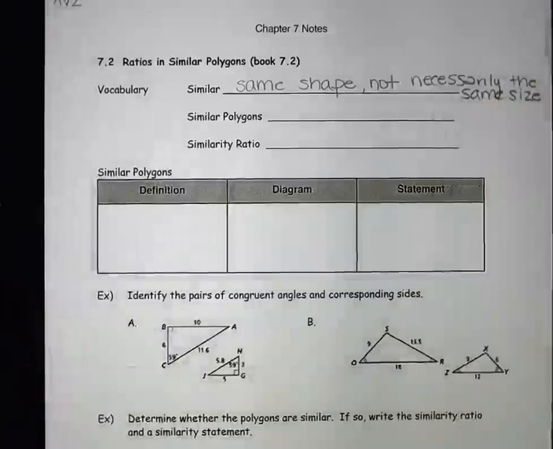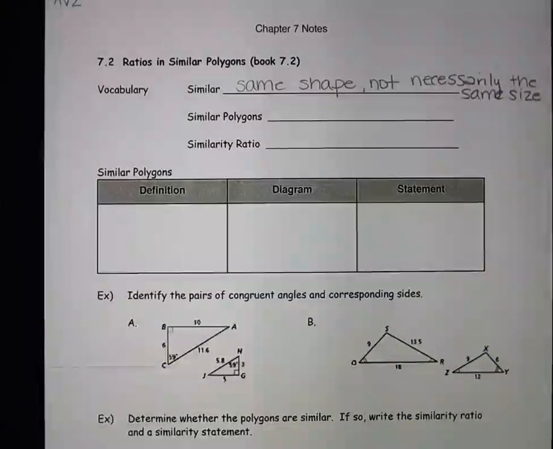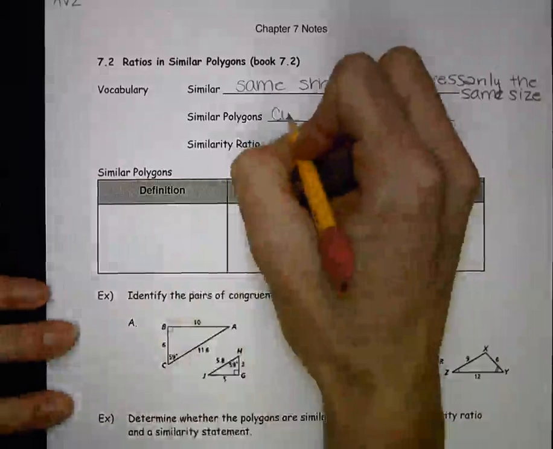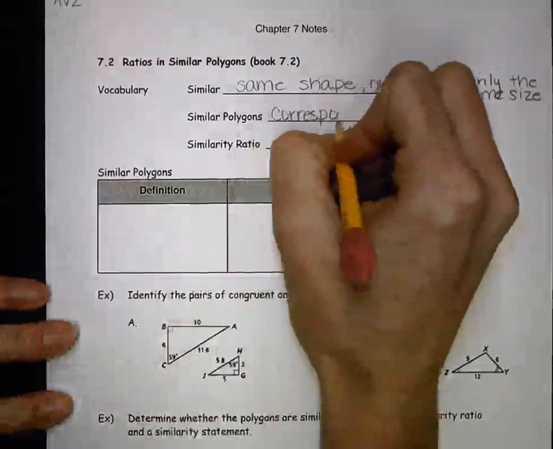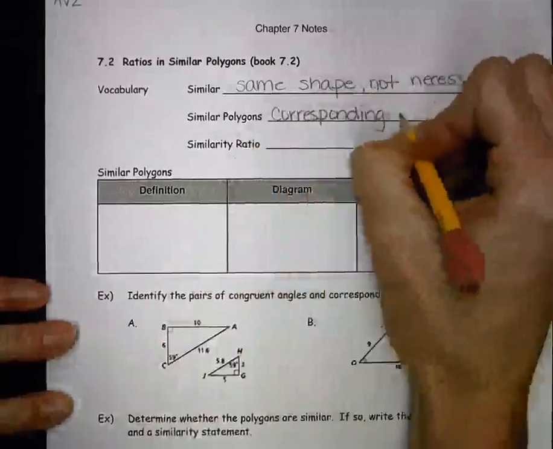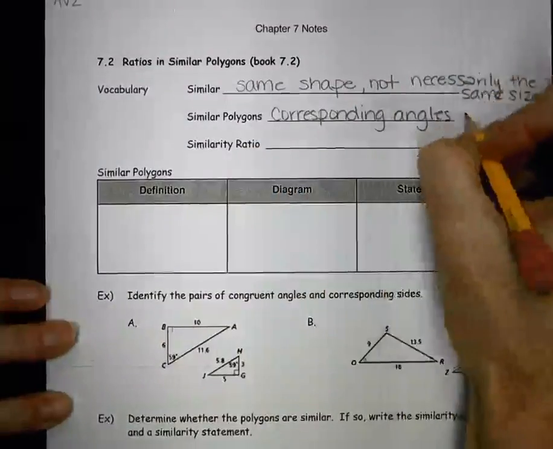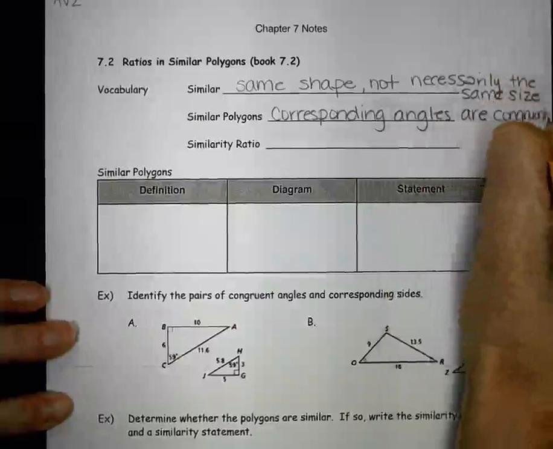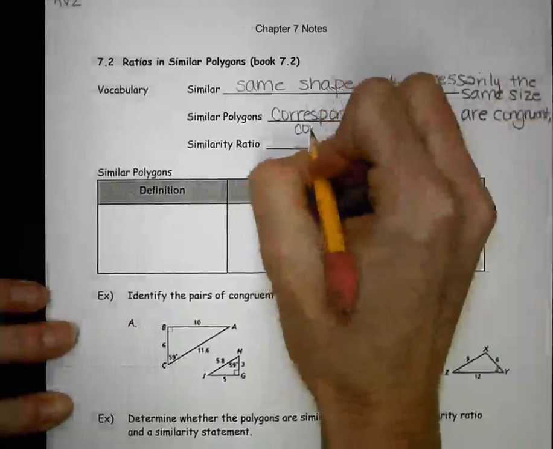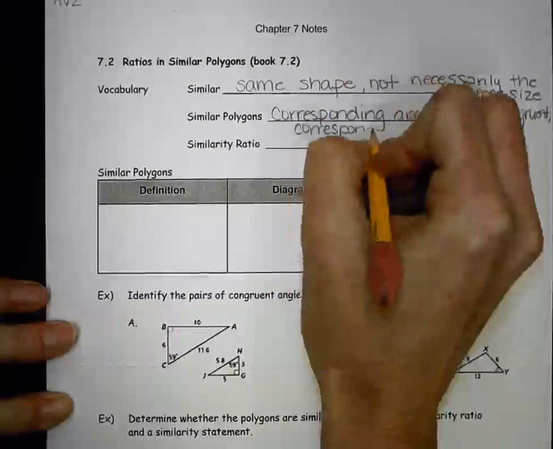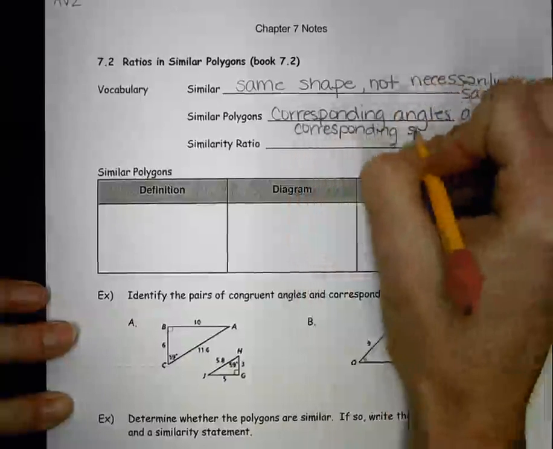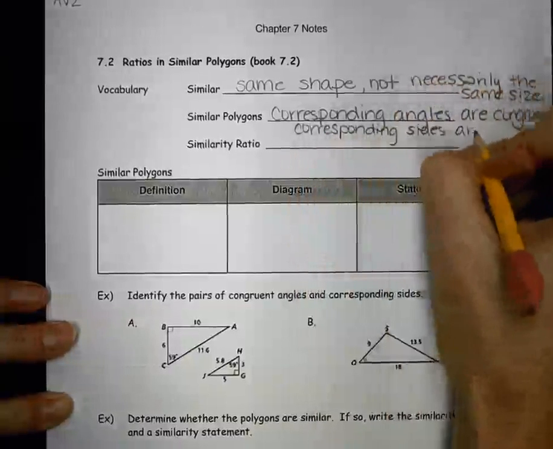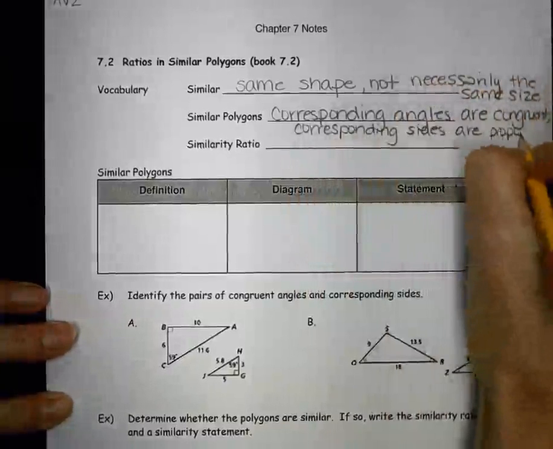If you have two similar polygons, that means that the corresponding angles are congruent and the corresponding side lengths are proportional. So if we have two similar polygons, corresponding angles are congruent and corresponding sides are proportional.